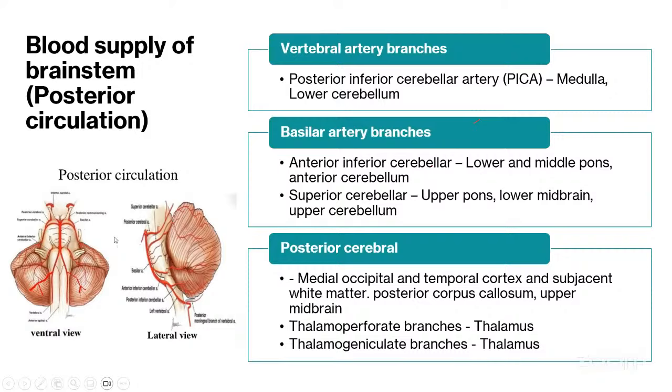This posterior cerebral artery supplies the medial occipital and temporal cortex and subjacent white matter, the posterior corpus callosum and upper midbrain. From here we get the thalamoperforating branches and thalamogeniculate branches, which supply the thalamus.